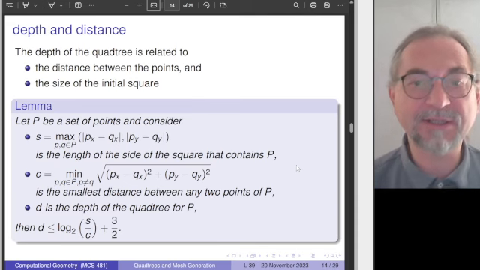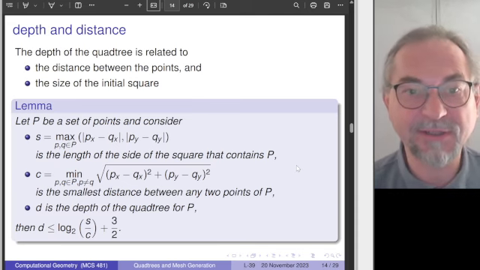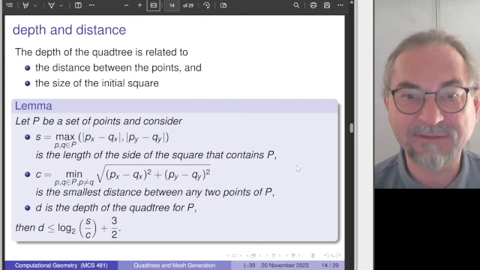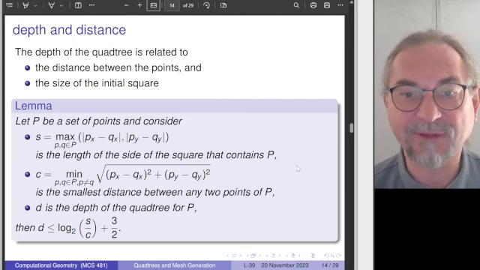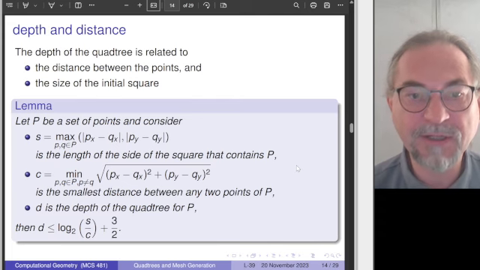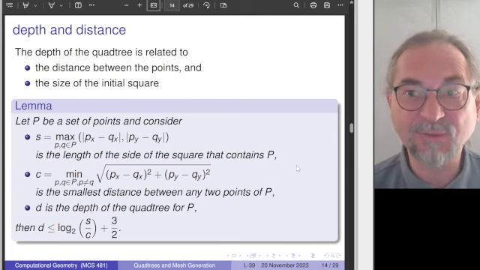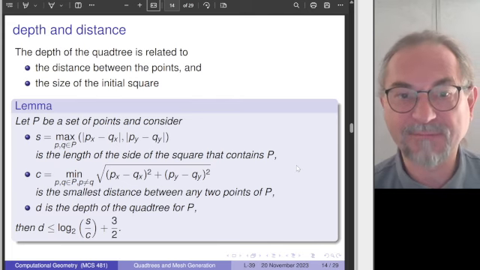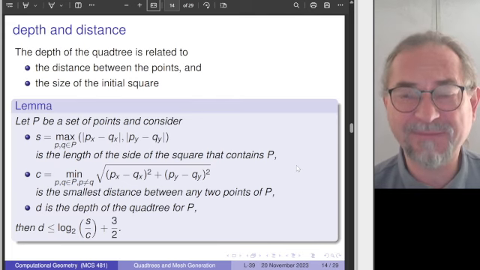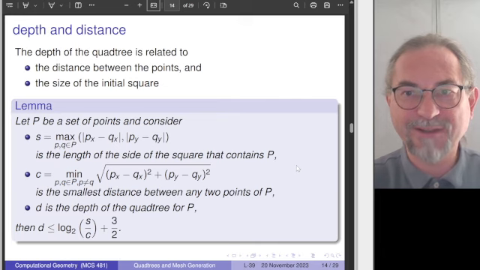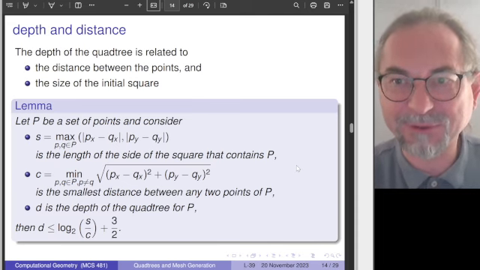So the lemma makes this precise. We consider the distance, the length, we relate here the distance as the length of the size of a square. Then we have the smallest distance between any 2 points, and then we have the depth of the quad tree. So you can already see, if you're going to generate points, a quad tree might not be too good if you have many decimal places in your numbers, so that you can have very small distances between your points.